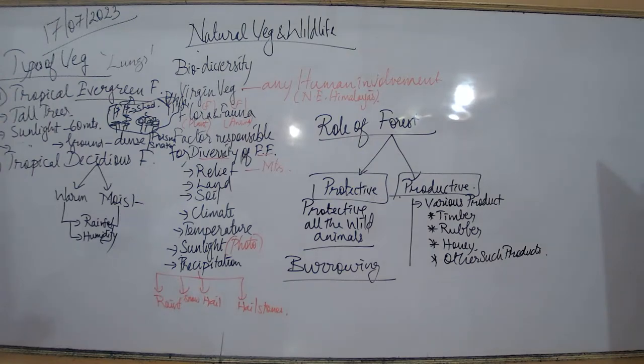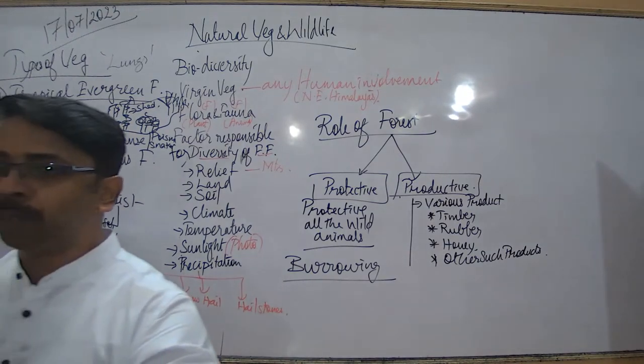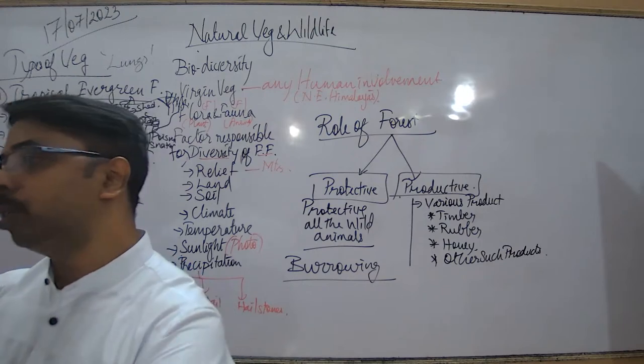Point number one. Vegetation found at high altitudes. Main features: wet, temperate types of forest. Second point. It is found between 1000 to 2000 meters. What is the good thing about this mountain forest? Jaise jaise altitude change ho raha hai, the vegetation will also change.